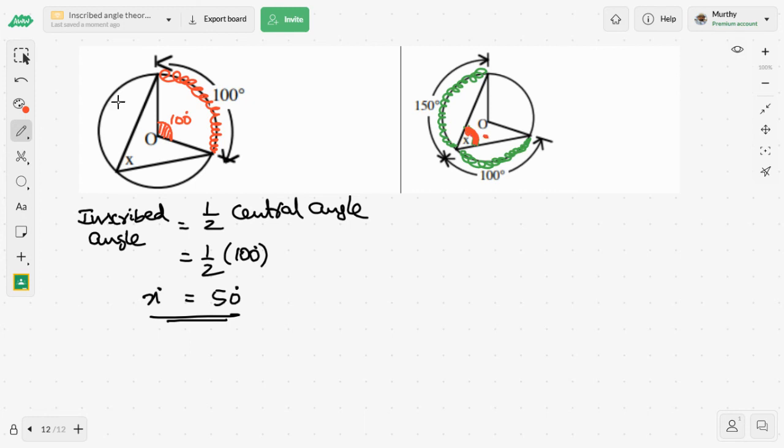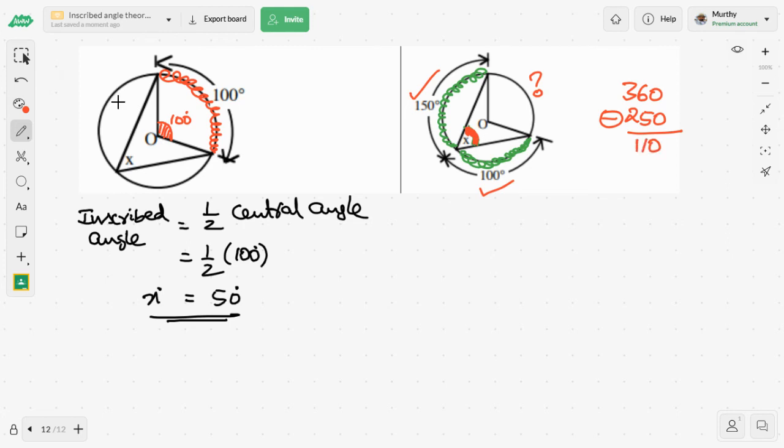This inscribed angle is related to the central angle. To figure out the central angle, can you find the value of this? The total angle in a circle is 360. I know that this is 150, this is 100, so together this is 250. If I take that away, I can find the missing arc. So that gives me 110.